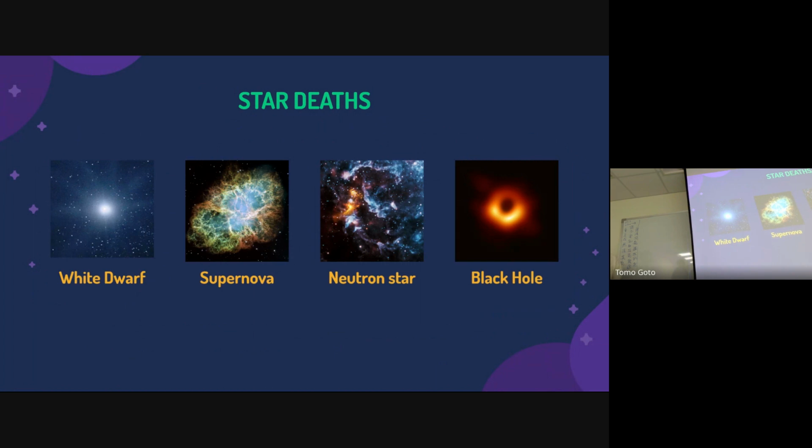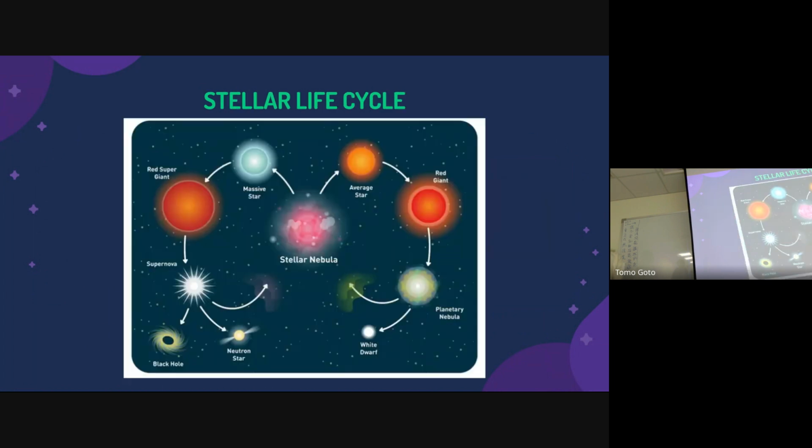And next. So here is the stellar life cycle. You can see when the star becomes a red giant, it will collapse and shed a planetary nebula, and it will become a white dwarf and dust. And for the massive star, it becomes a red supergiant and then a supernova, and divides into the black hole, neutron star, and the dust. And the dust will all combine together and make the cycle run again.